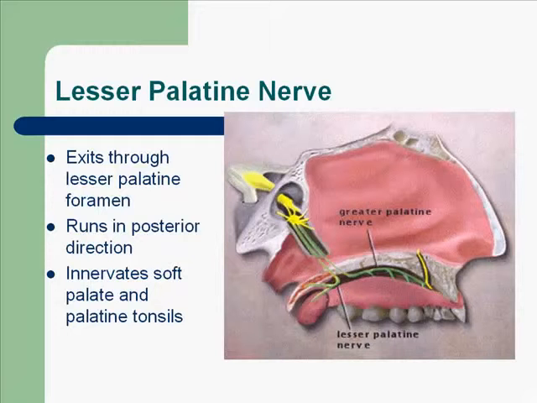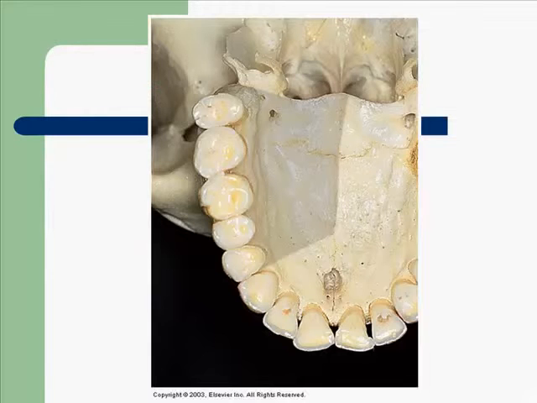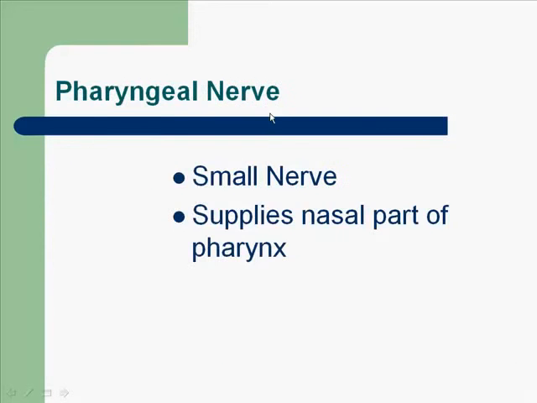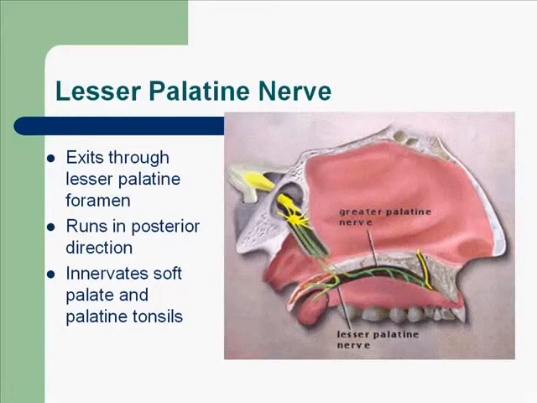The lesser palatine nerve exits through the lesser palatine foramen, runs in a posterior direction, and innervates the soft palate and palatine tonsils. I'm going to go to the previous slide and show you the foramen for the lesser palatine nerve is right here. So when you want to anesthetize the greater palatine area, if you go to the lesser palatine, you'd be anesthetizing the soft palate and the tonsils, which is what we do not want to do.